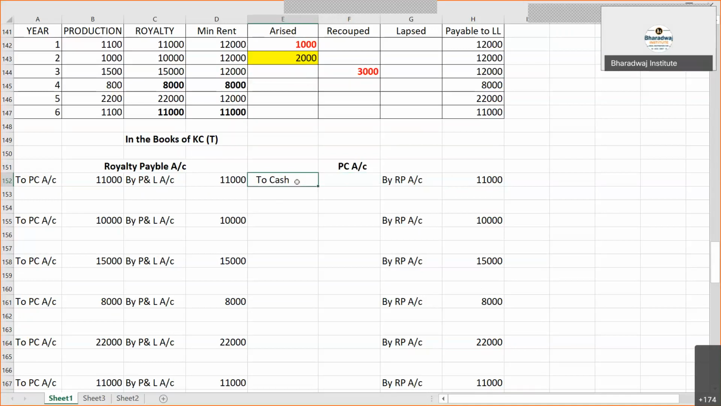Now this one, you have to look into the table. First year, how much are you paying? Look at the table. How much are you paying in the first year? 12,000. Second year, to cash. How much are we paying in the second year? 12,000. Third year also, how much are we paying? 10,000.